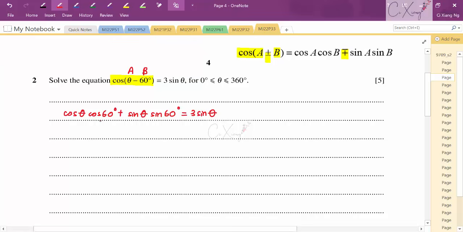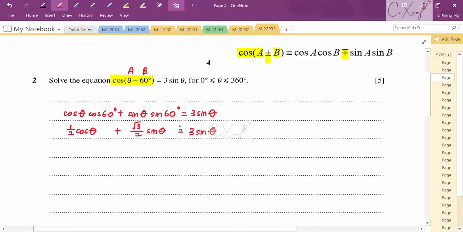Okay, so next step, for cos 60 and also sine 60, generally they represent some values. If you try to get the value for cos 60, you realize that it is actually a half, so half cos theta. And then for sine 60, it will be square root 3 over 2. And then I'm having sine theta equals to 3 sine theta.